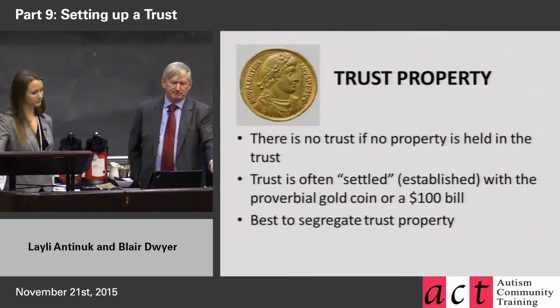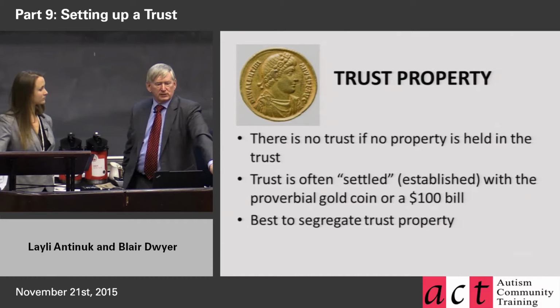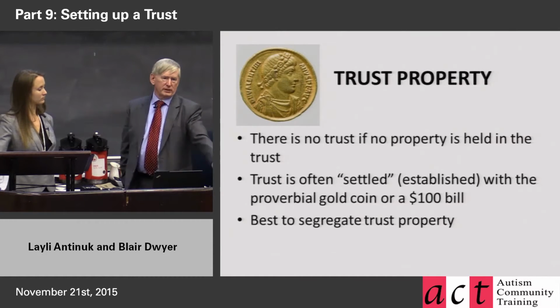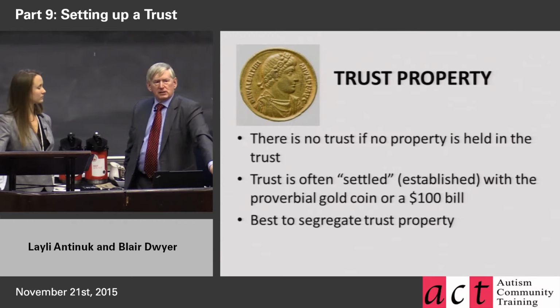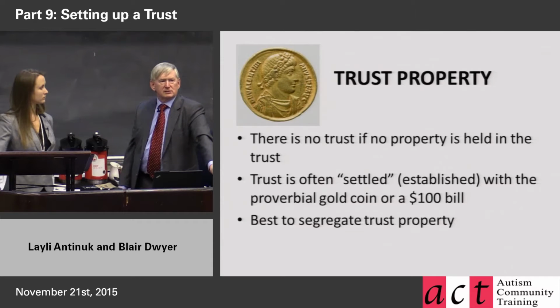So, trust property. There's no trust if there's no property. So we usually start the trust off with, some people like to use the coin. We like to use a $100 bill because then you can staple it to the trust deed and show there's property in the trust, and we have the $100 go out of the trust at the very end. So there's always property in the trust.